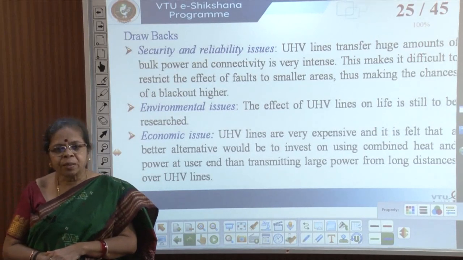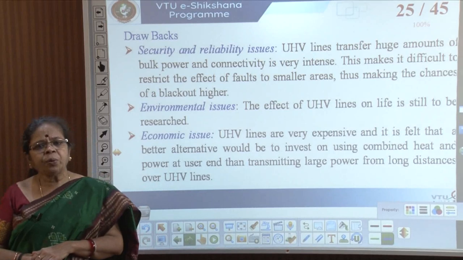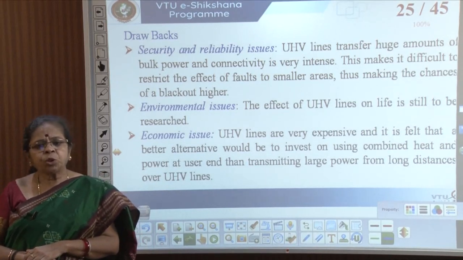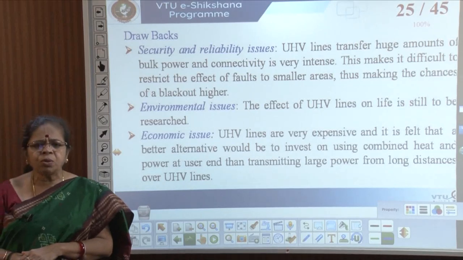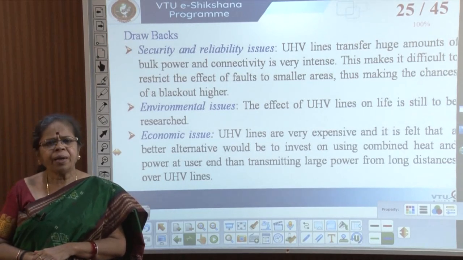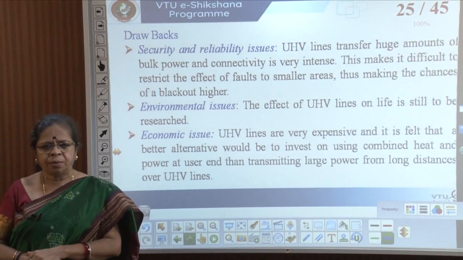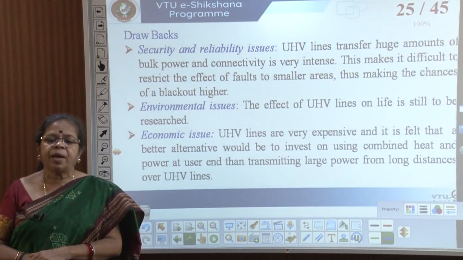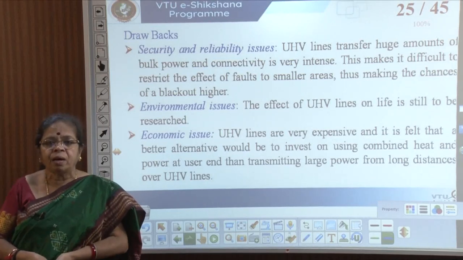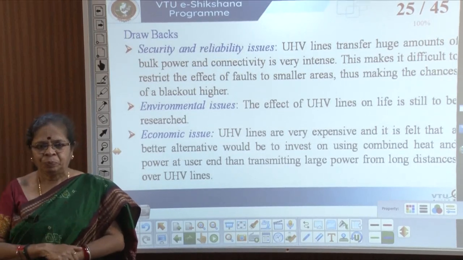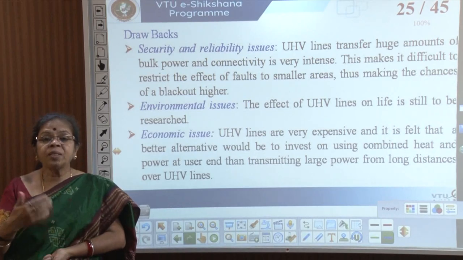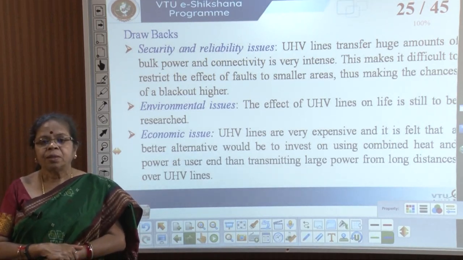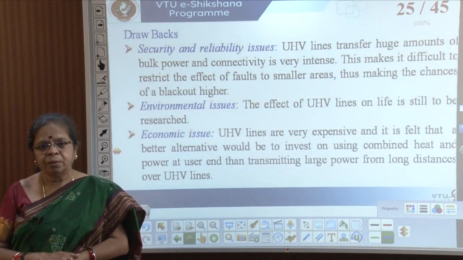Now what are the drawbacks? So you have security and reliability issues. UHV lines transfer huge amounts of bulk power and connectivity is very intense. This makes it difficult to restrict the effects of faults to smaller areas. So the chances of a blackout are higher. When the voltage level is higher, the chances of a blackout are higher.